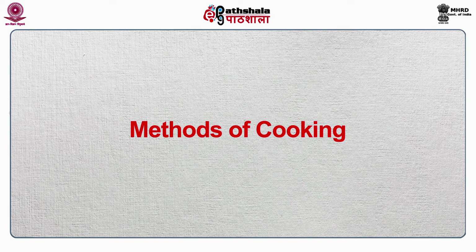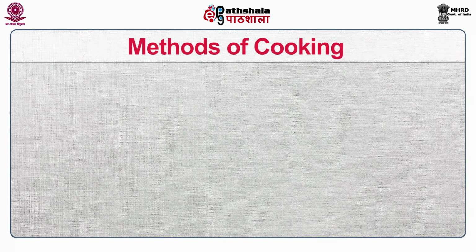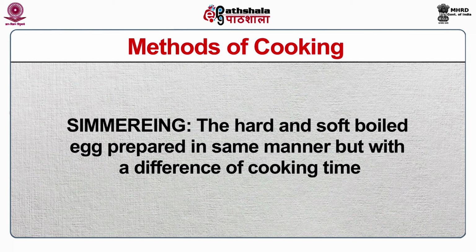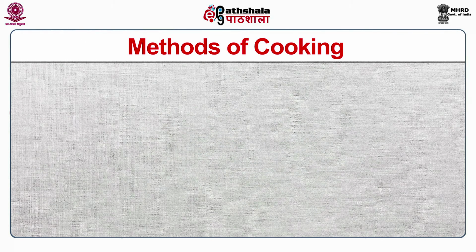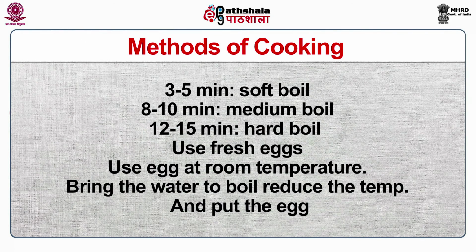Methods of cooking. First one is simmering. The hard and soft boiled egg are prepared in the same manner but with a difference in cooking time. 3 to 5 minutes soft boil, 8 to 10 minutes medium boil, 12 to 15 minutes hard boil. Use fresh eggs, use eggs at room temperature. Bring the water to boil, reduce the temperature and put the egg.